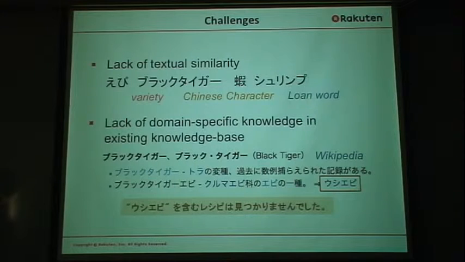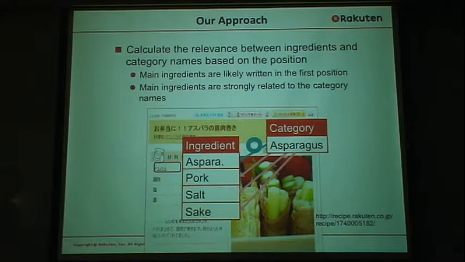But it's very difficult to find such relationships between ingredients, because in many cases there is no text similarity between different variations. Here we have 4 different variations of ebi, but we can't find any common characters. And Wikipedia doesn't help in this case because the data of Wikipedia is based on the scientific field. When you search black tiger in Wikipedia, it shows that the formal name of black tiger is ushiebi, cow shrimp, and we don't use the name ushiebi for cooking. So how can we find that the black tiger is a shrimp?